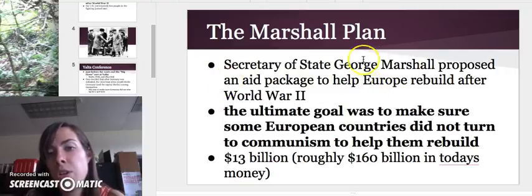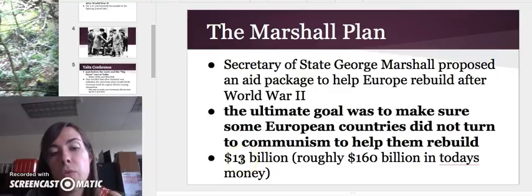Okay, again, we're talking Europe, the continent. Europe is not a country. So all the countries within Europe, like Germany, Great Britain, places like France, Spain, Italy, places that had been devastated after the war and needed help rebuilding. Okay, this is what you're going to write down. So you can pause me right now and write it down. The ultimate goal was to make sure some European countries did not turn to communism to help them rebuild. Okay, they're trying to prevent countries falling to communism because they were so poor and broke after World War II.